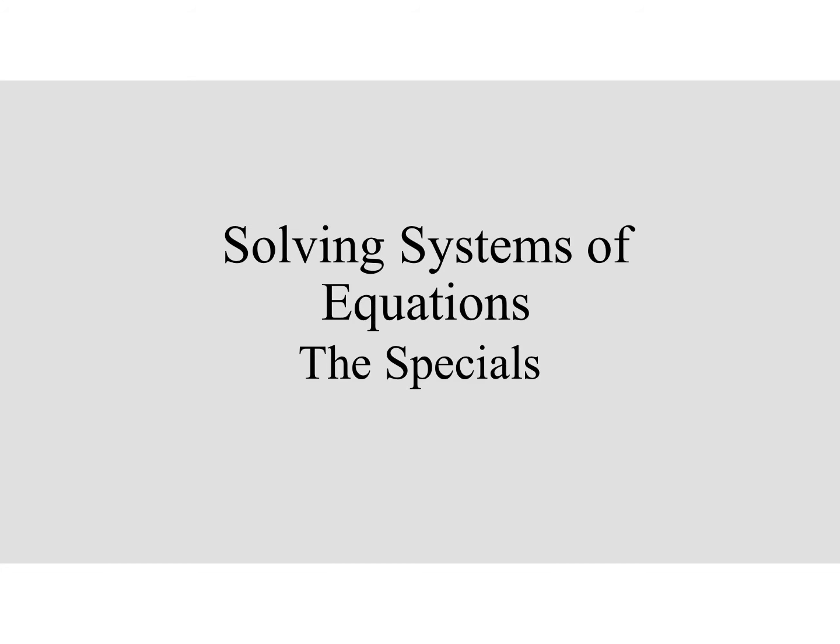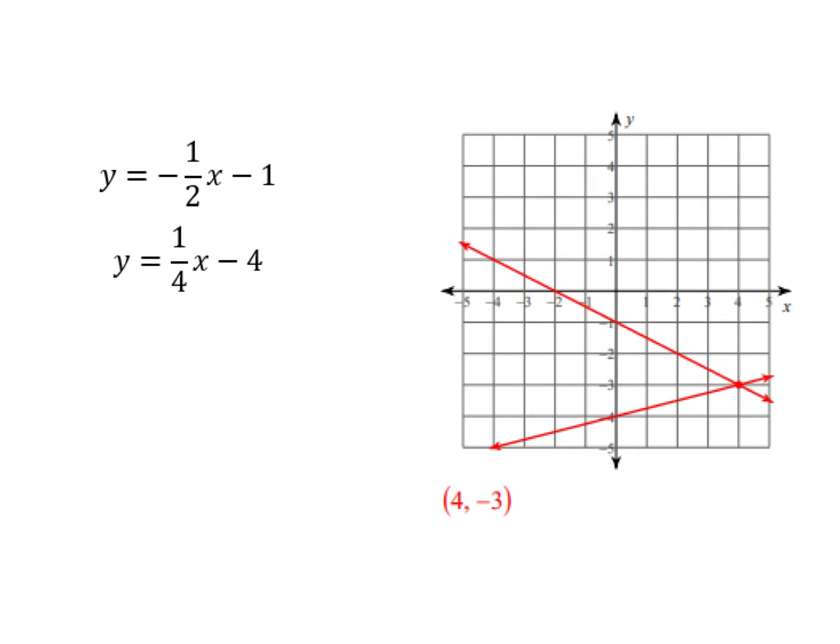Today I'm going to talk to you about the special systems of equations. And yes, systems of equations have specials also. As a reminder, a system of equations is just two or more equations with the same variables like you see right here. And the solution is where they meet on a graph, as you can see on this graph at (4, -3).